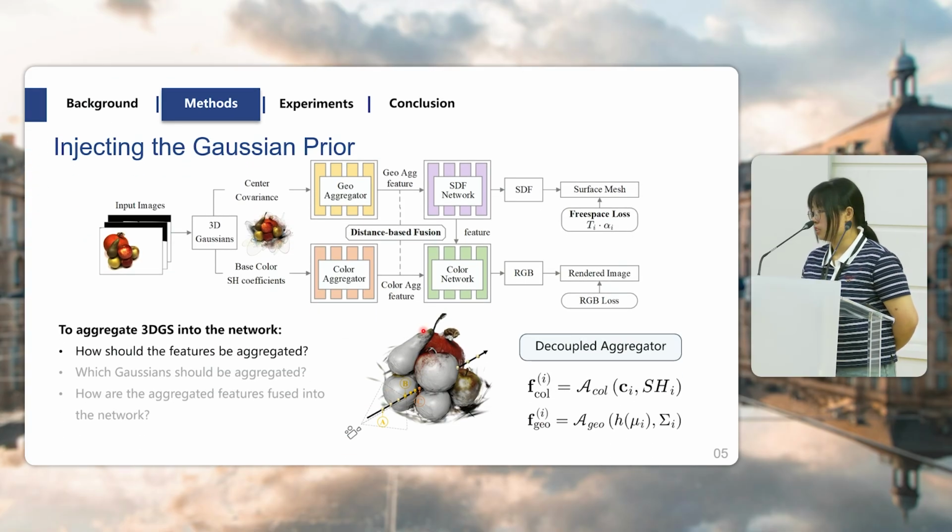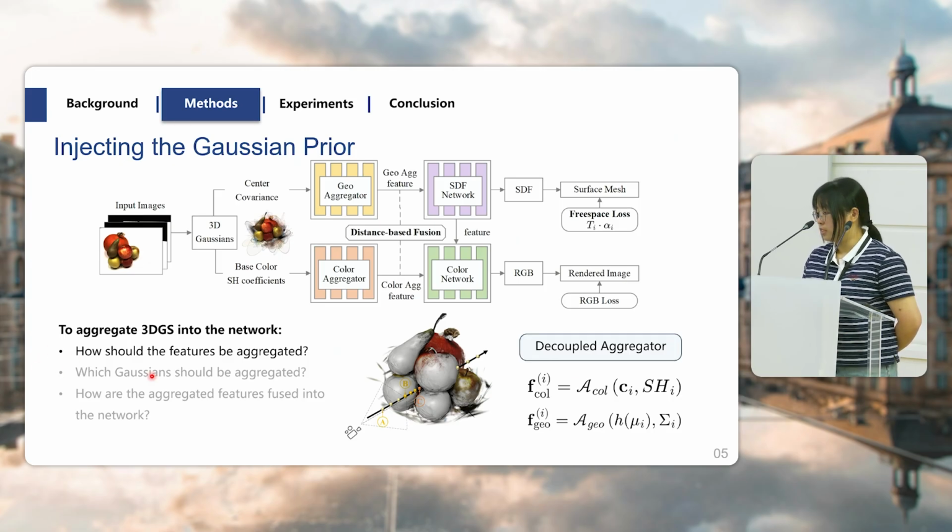The second module targets the detail. We fuse 3D GS features into the SDF network at the architectural level. There are 3 questions. How to aggregate the features, which Gaussians to use, and how to fuse them. And our answers are exactly our 3 differences from Splat-SDF.